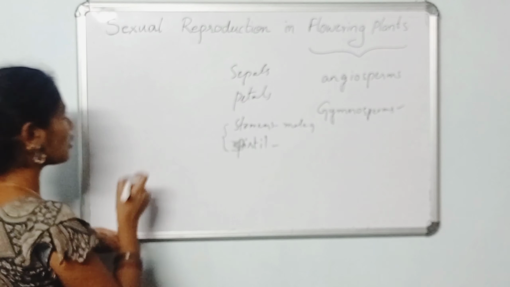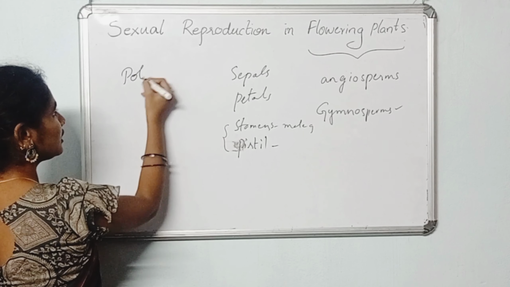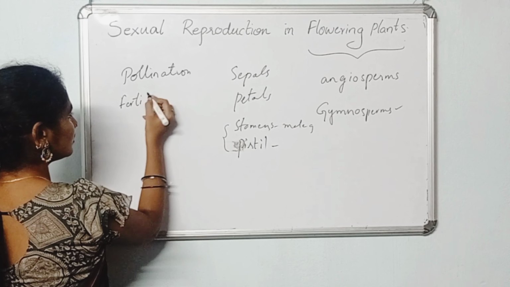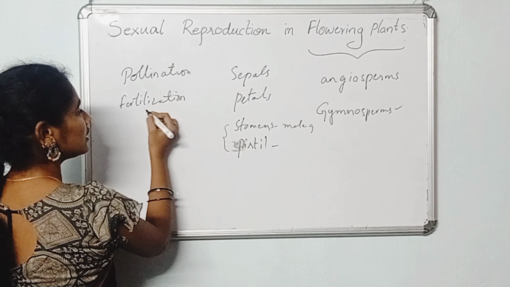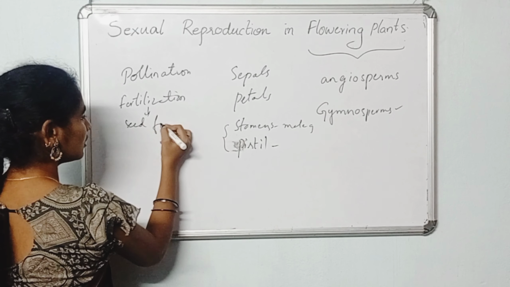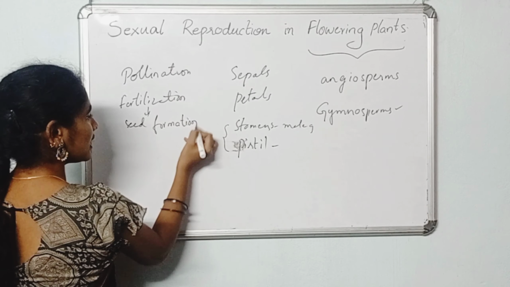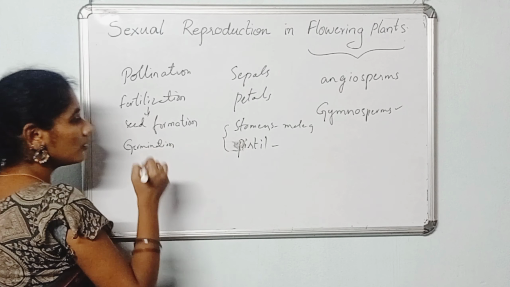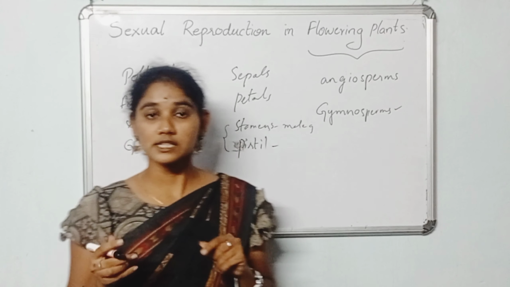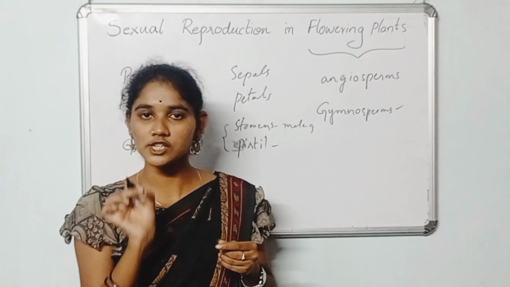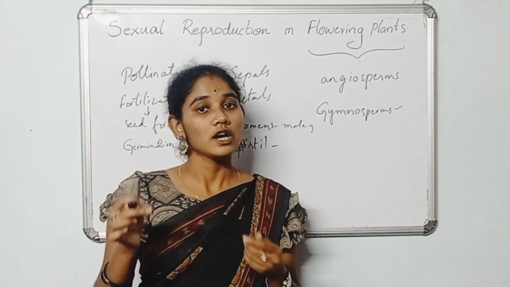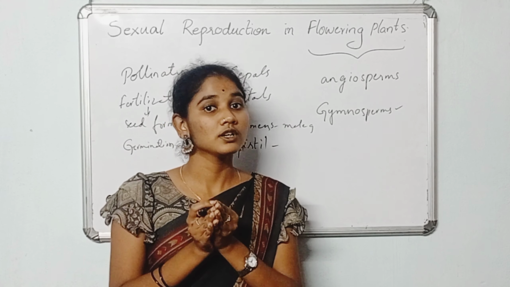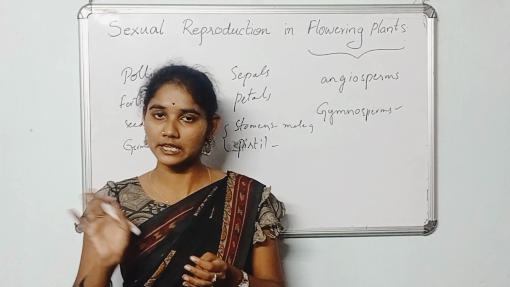Here we can see 3 processes. One is pollination and fertilization. Fertilization leads to seed formation, and then the seed goes into germination, right? So we call seed formation reproduction. Later the seed grows into a new plant, that comes under germination. So reproduction is nothing but the formation of a seed in a plant.